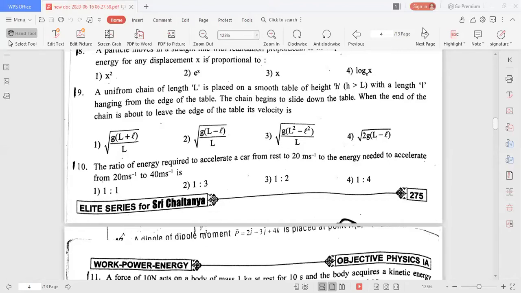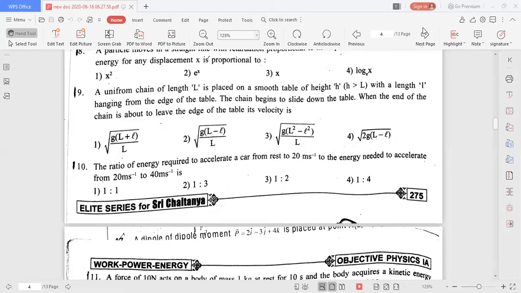The ratio of the energy required to accelerate a car from rest to 20 meter per second to the energy needed to accelerate the car from 20 to 40 meter per second is? Energy required to accelerate the car from velocity u to v is equal to change in kinetic energy, half m v square minus half m u square. Whenever the velocity increases from u to v, kinetic energy increases. Whatever the kinetic energy increases, that is the work done or energy required to increase the velocity from u to v.